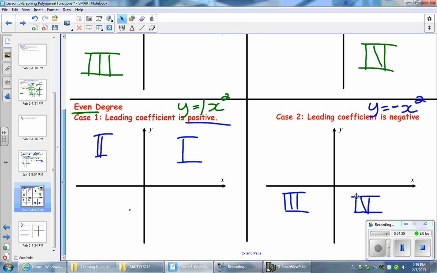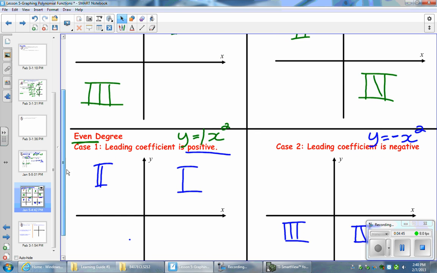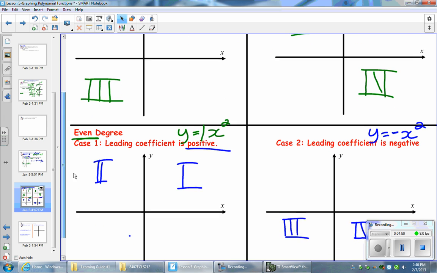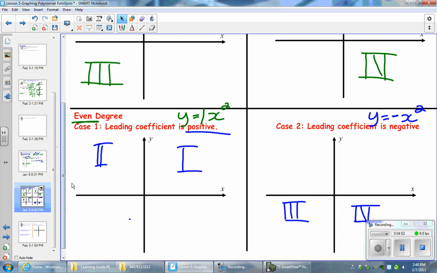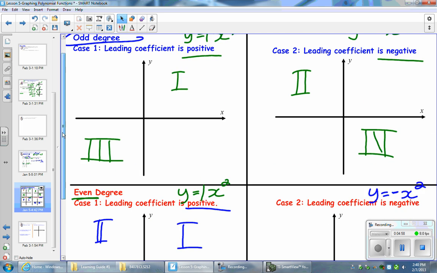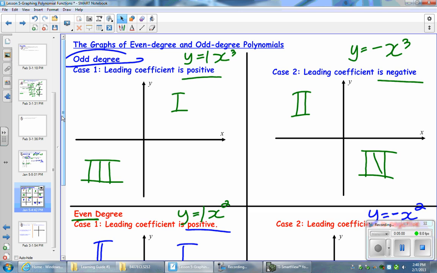So you can see the significant differences of when your polynomial has an odd or an even degree, and the leading coefficient also has a huge role to play in the end behavior of the graph. That is my explanation of the graphs of even and odd degree polynomials.